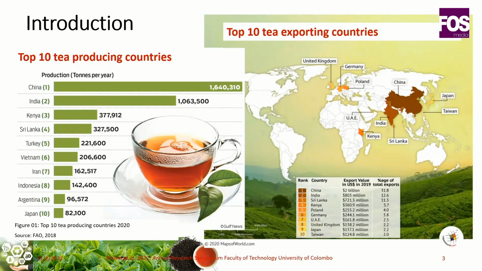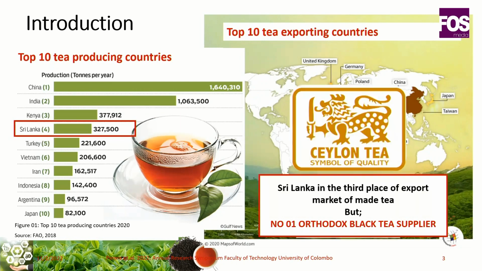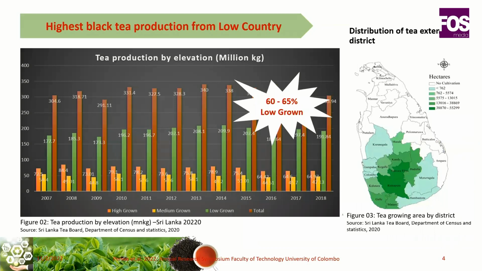As we all know, with their famous and greatest brand name, we are in the 4th place among tea producing countries while being 3rd in the export market. In both production and export, India and China have taken first and second places respectively. But with the delicious flavor and smell, Ceylon tea has been placed as the best orthodox supplier for the black tea market.